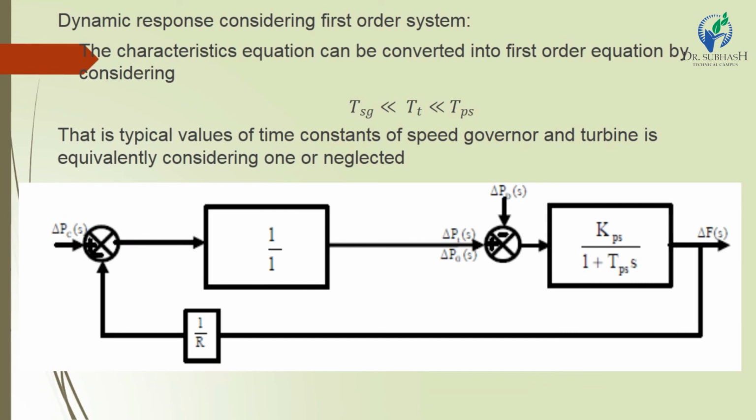The typical values of the time constants of the speed governor and turbine are small, so they can be considered equal or neglected.